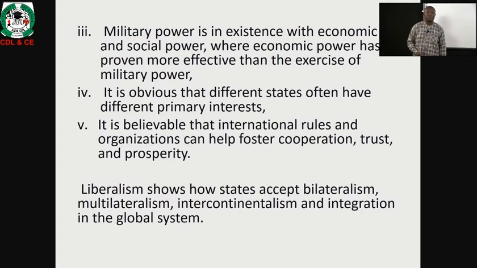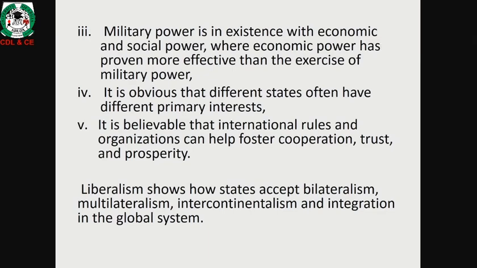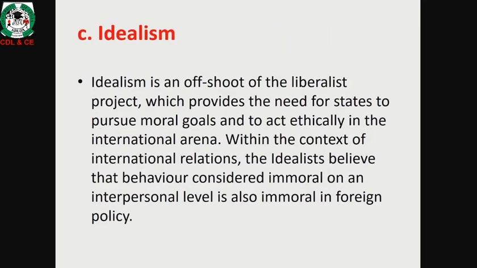Four, it is obvious that different states often have different primary interests. Five, it is believable that international rules and organizations can help foster cooperation, trust, and prosperity. Liberalism shows how states accept bilateralism, multilateralism, intercontinentalism, and integration in the global system.